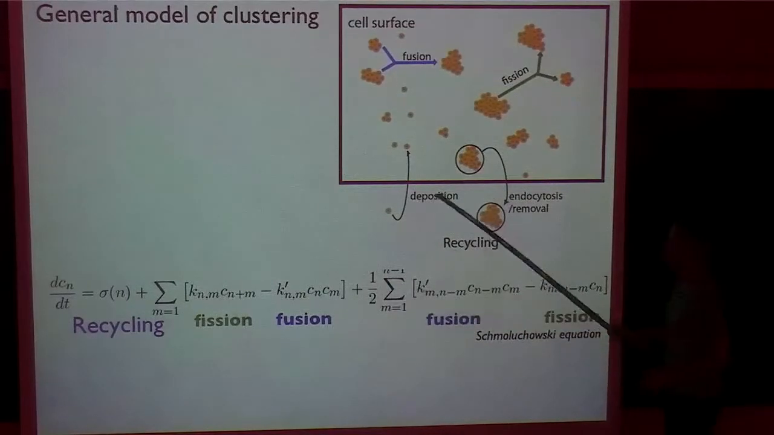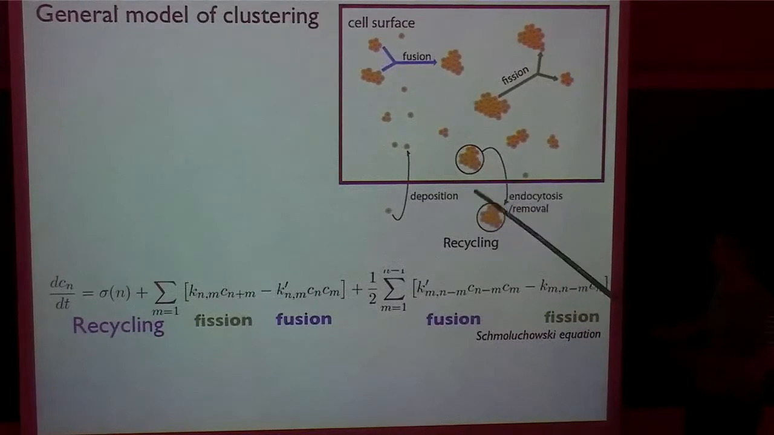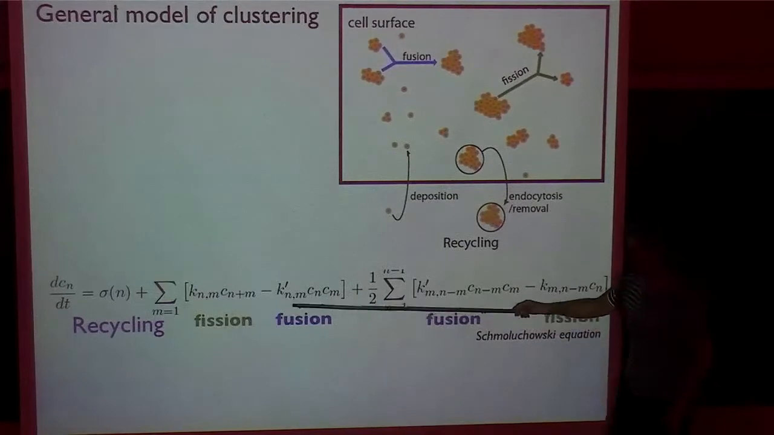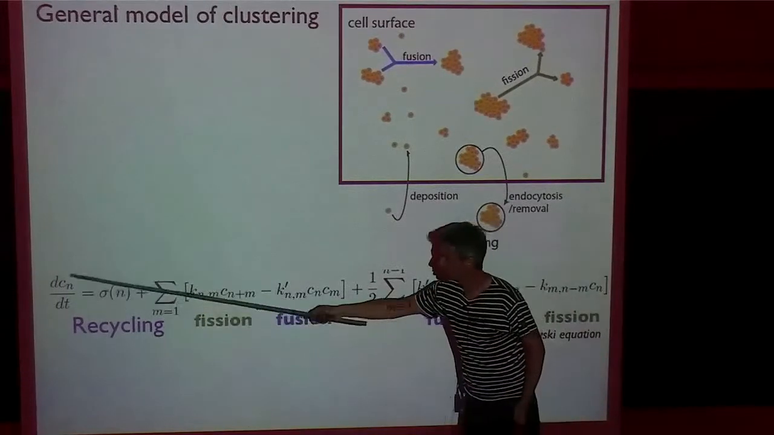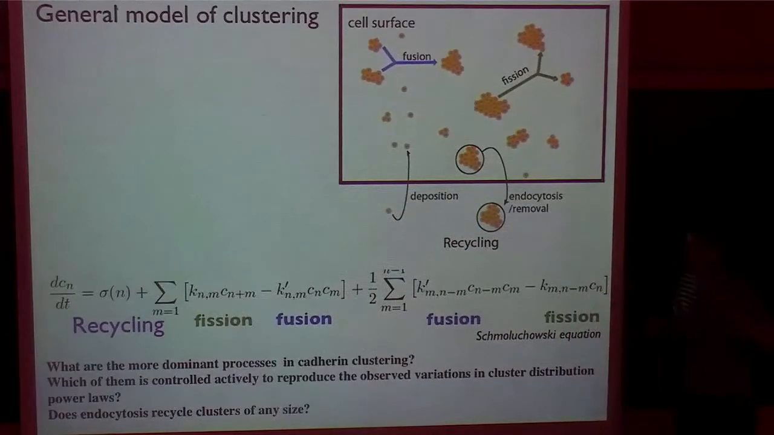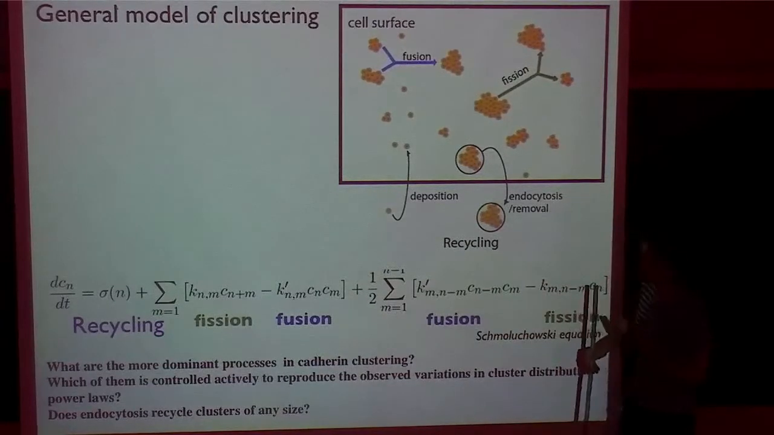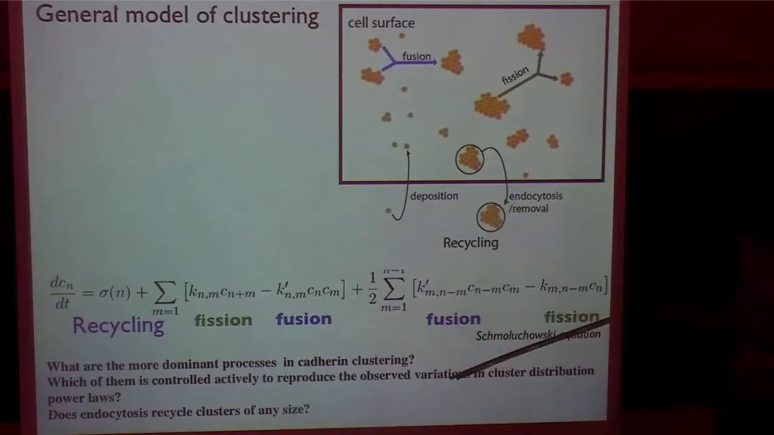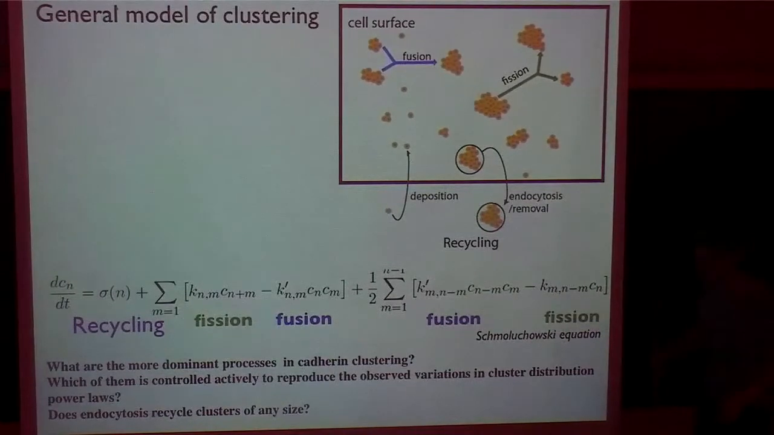So these are the different terms, and in addition you have a recycling term which tells you how many molecules are deposited, how they are deposited, and how they are removed. You can look at the steady state distribution given by this model, where you remove this term, and you can make predictions, as I will show you just afterwards. So what we can address with this approach, by comparing the high resolution data with the predictions of the model, is what the dominant processes in cadherin clustering are, which of them are controlled to produce variation with organization of actin and myosin, and how endocytosis changes this distribution.